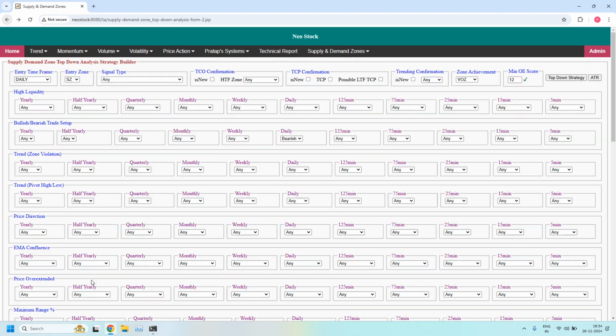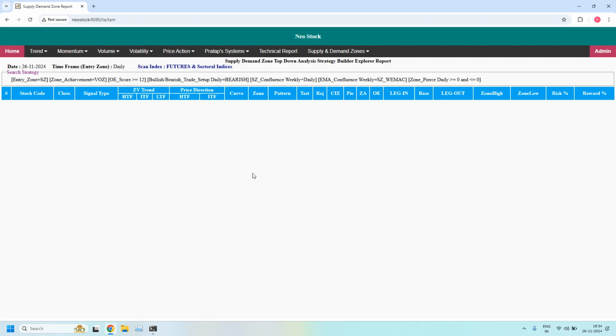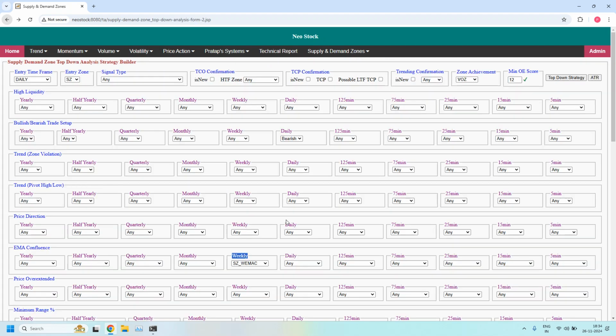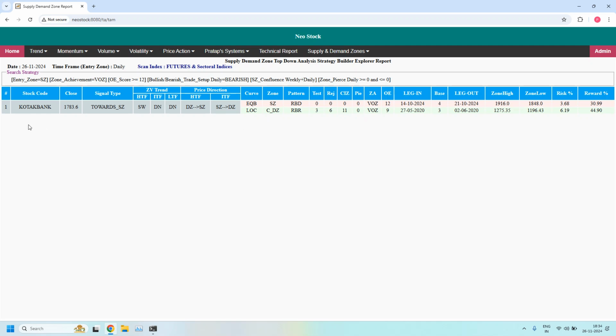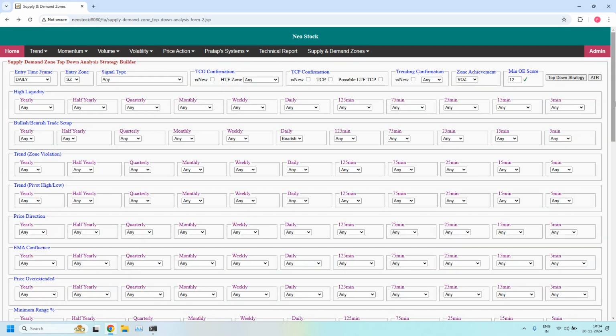Let's verify. In the EMA confluence, weekly time frame, weekly supply zone having weekly EMA confluence filter is enabled. With this filter, we did not get any stocks. Next, let's check whether it is having even HTF confluence, LTF, ITF, HTF. Removed EMA, we got LTF, ITF only one stock. Let's check HTF it is having.